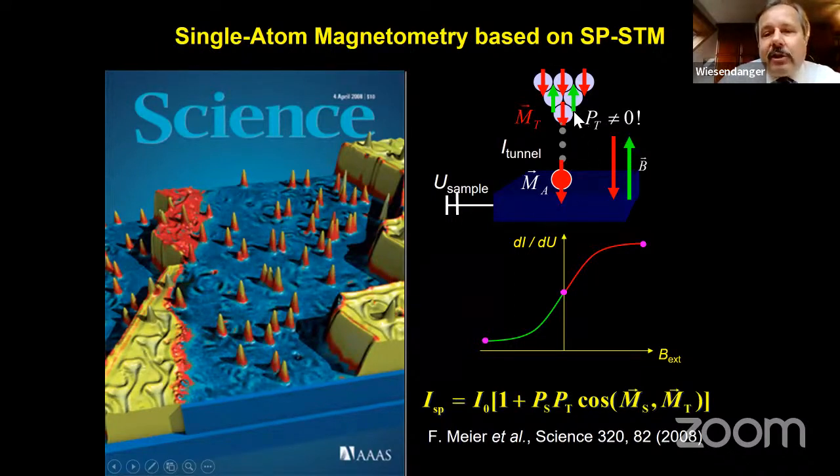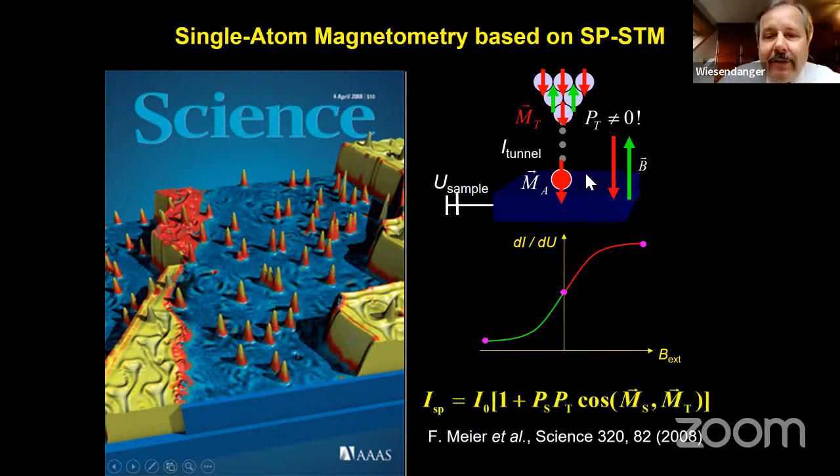Now, in downward direction here in this view graph, you would have, of course, a parallel alignment of magnetic moments. You would indeed then expect the largest spin polarized tunneling conductance. So you would measure a data point here. If you reverse then the magnetic moment orientation of this atom with a field applied in the opposite direction, then you have the antiparallel case and the spin polarized conductance would decrease.